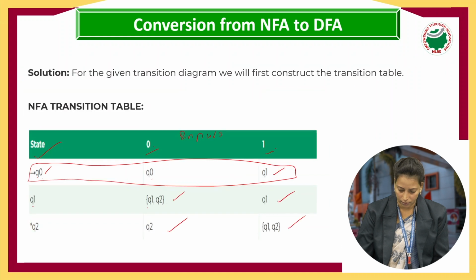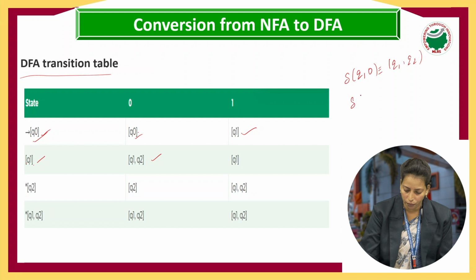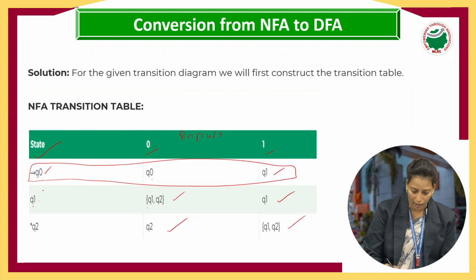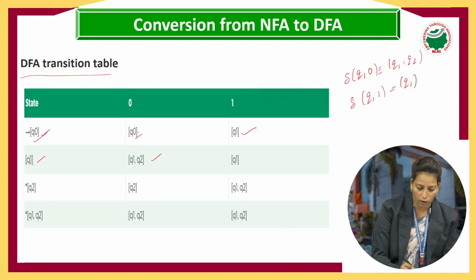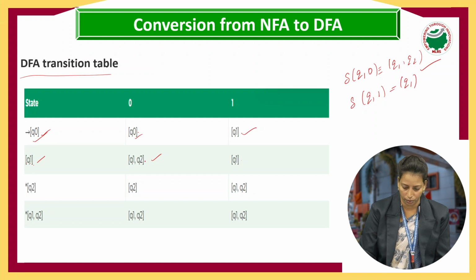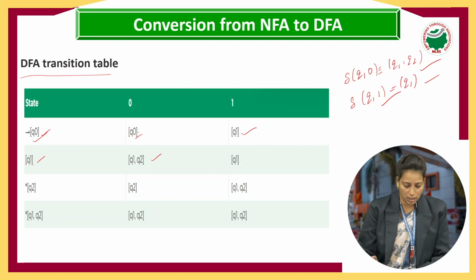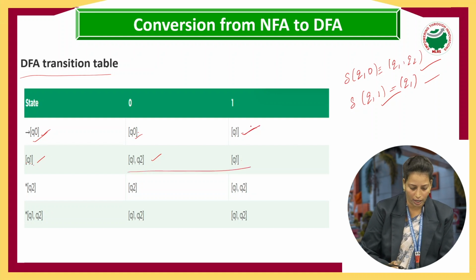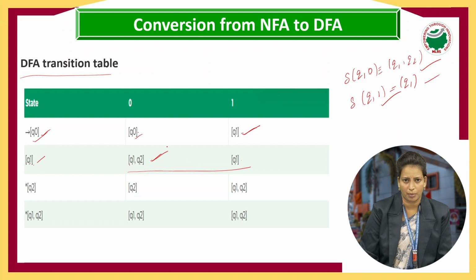Next, delta of Q1 of 1 equal to Q1, right? So Q1 of 0 is Q1 comma Q2, and Q1 of 1 is Q1. Next, which is the new state? Q1 is already done. Q1 comma Q2 is not there yet, so Q1 comma Q2 is the next upcoming state.